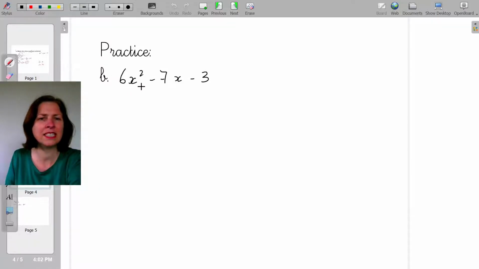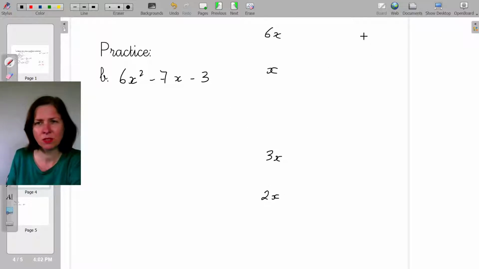So here I've got 6x squared minus 7x minus 3. Hello, negative numbers. So this is going to get more complicated now because I've got 6x here. So that'll be 6x and x. And I've got, or it's going to be 3x and 2x. And I've got negative 3. So it's going to be negative 3 and 1 or 3 and negative 1.